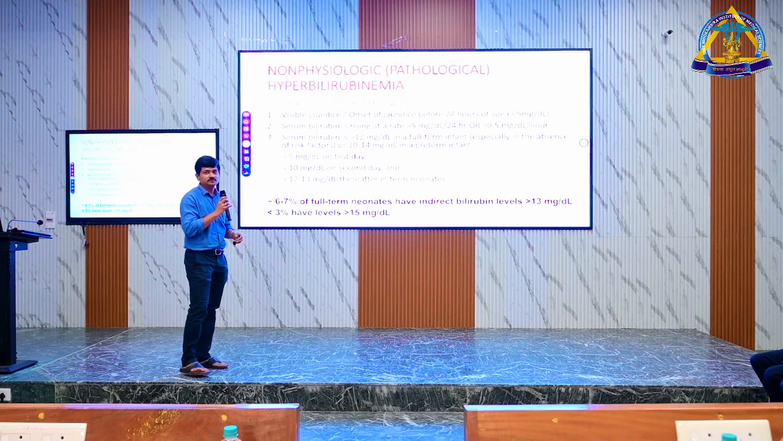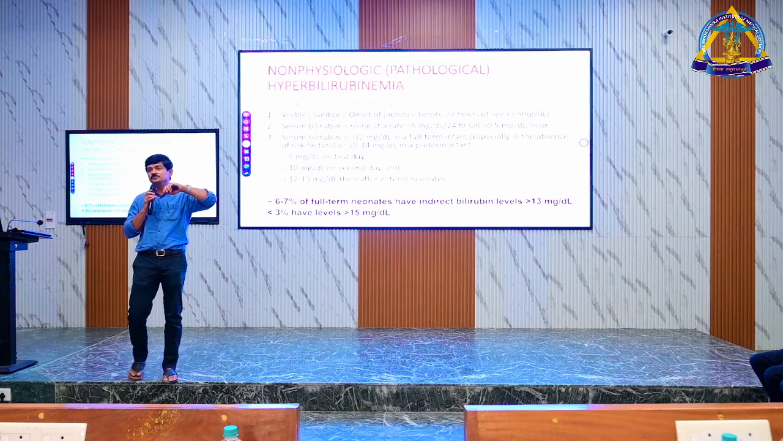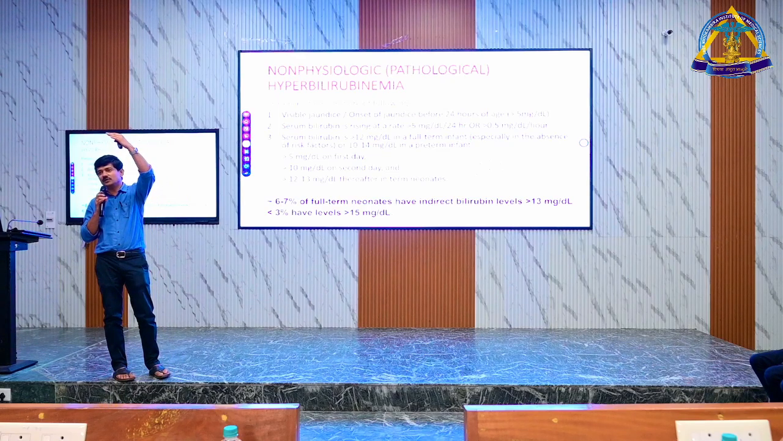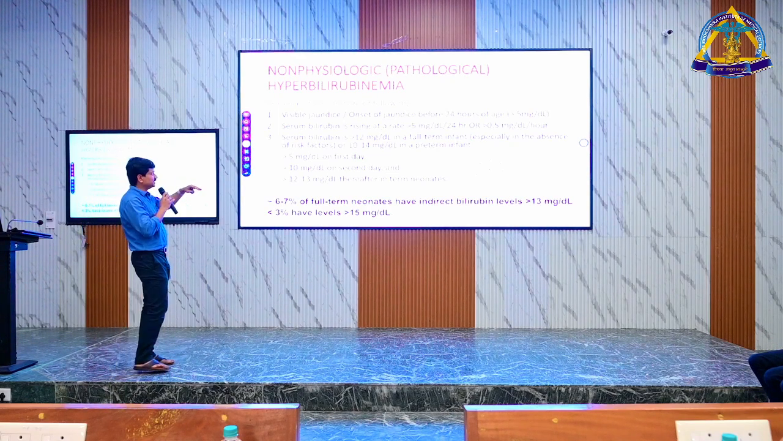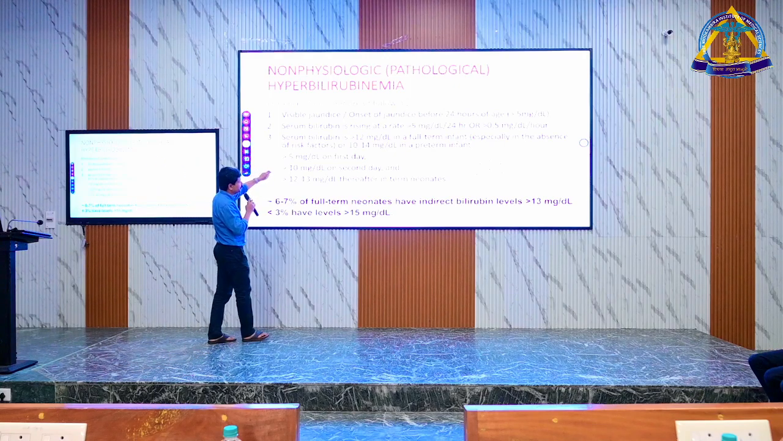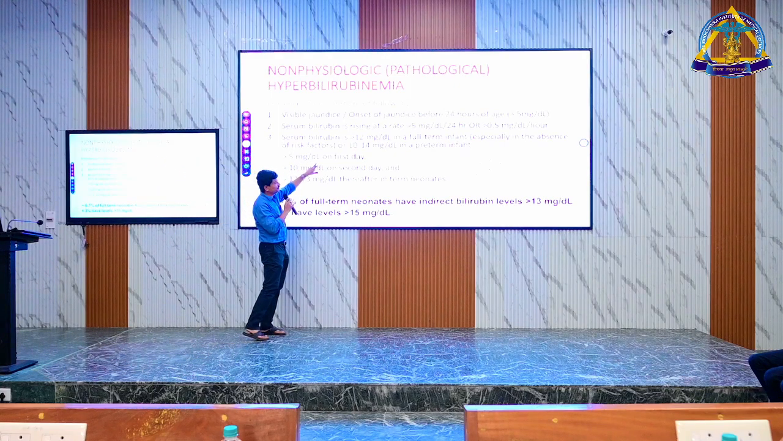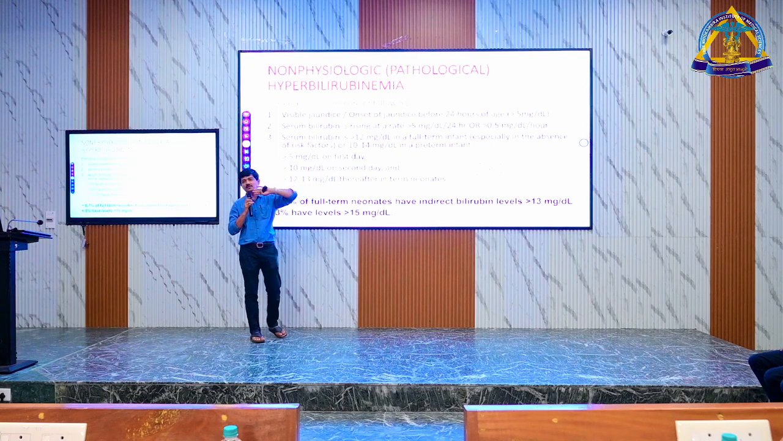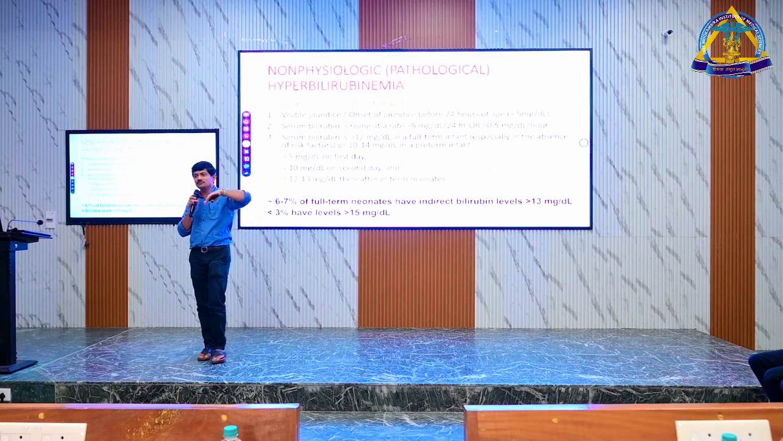Second point is the physiological limit. How much did I tell you? 12. So if it is 18, 20, it is not normal for the baby. When you plot on the nomogram, it is very much beyond the considerable limit. So in a simple OPD definition: more than 5 on the first day, more than 10 on the second day, and more than 12 to 13 thereafter in any term baby. In a preterm baby you have different criteria to apply.